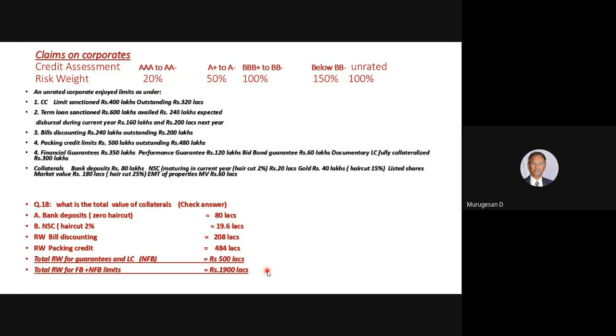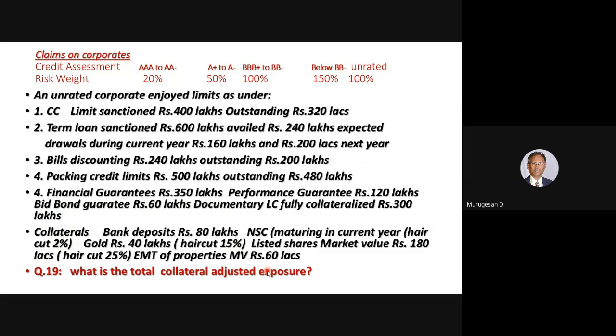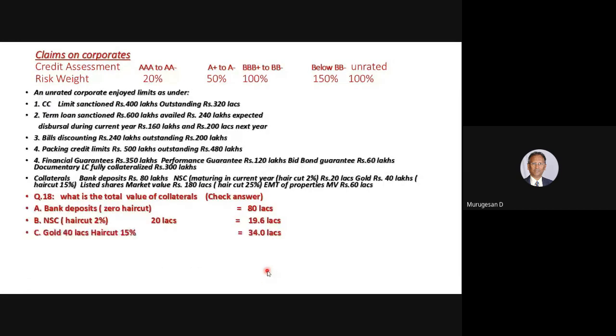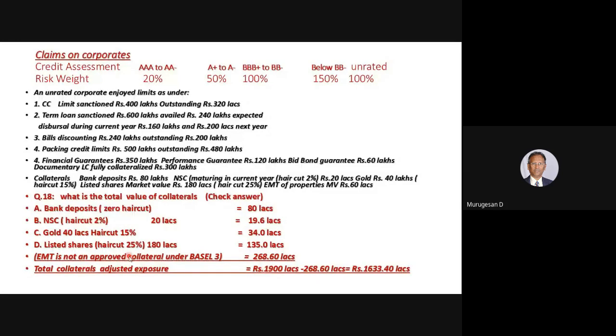1900 you told, on that minus collateral. How the collateral final will come: the collateral, bank deposit. Bank deposit, how much has he got? 80 lakhs, so 80 you take. Then NSE, how much has he got? 20 lakhs. 20 lakhs at 98%, that is 19.6. Only 2% you reduce, because of likely loss. The gold, though 40 lakhs, 15% you minus, so 34 lakhs. The listed share, 180, you haircut minus it, 135. So all that collateral totals 268.